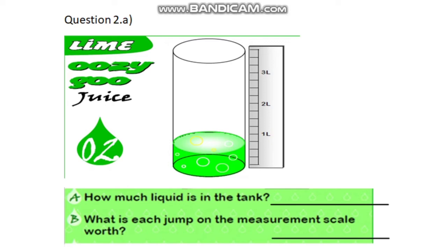So you have to take 1,000 milliliters divided by your 4 jumps equals 250 milliliters. And then you have to look at exactly how much liquid is in there, and it's about where the third jump would be, just under 1 liter. So 3 times your 250 milliliters would be 750 milliliters.